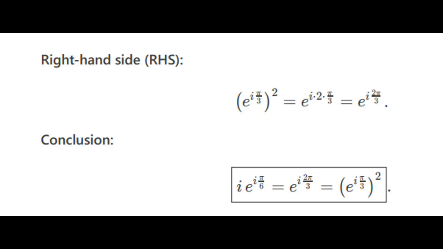Now, the right-hand side: e to the i pi over 3, squared. Squaring means multiplying the exponent by 2. 2 times pi over 3 equals 2 pi over 3. So, the right-hand side is also e to the i times 2 pi over 3. Since both sides are the same, the identity is proven.